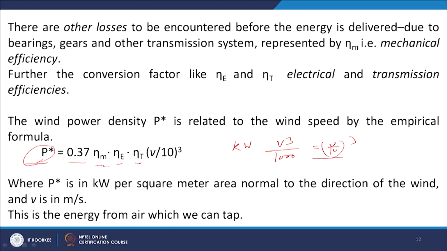So, this is the expression used to calculate the power potential in kilowatt when V, the wind speed, is in meter per second. This way we can calculate the power potential of the windmill.